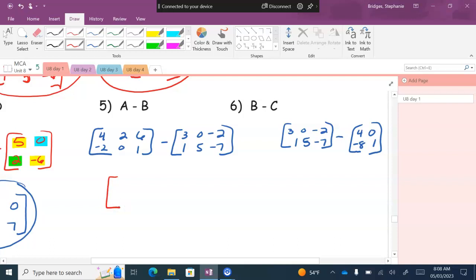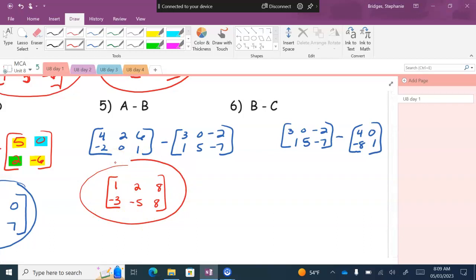Is 5 possible? Are A and B the same size? Okay. So we're going to go 4 minus 3, which gives me 1, 2 minus 0, which is 2. 6 minus a negative 2 gives me 8. Negative 2 minus 1 gives me negative 3. 0 minus 5 gives me negative 5. And 1 minus a negative 7 gives me another positive 8. So the solution to A minus B, row 1 is 1, 2, and 8. Row 2 is negative 3, negative 5, and 8.